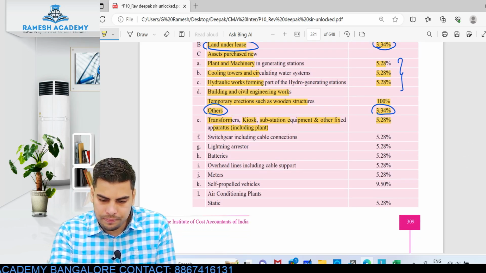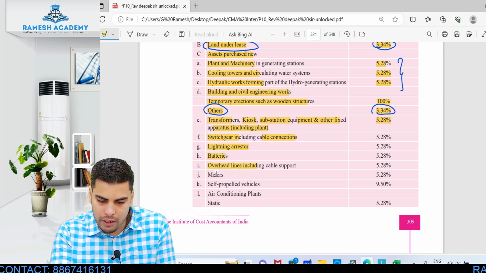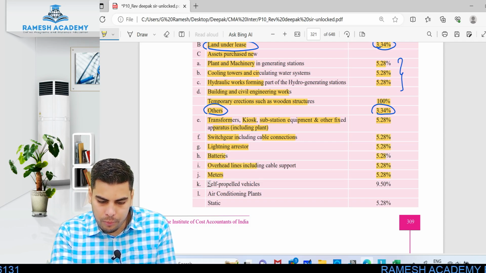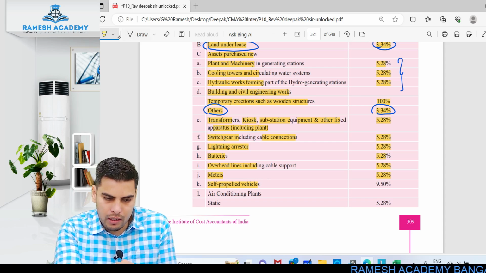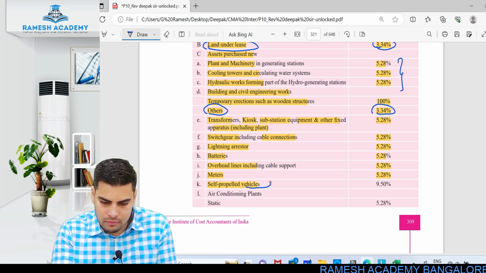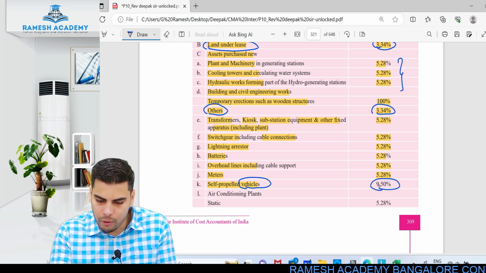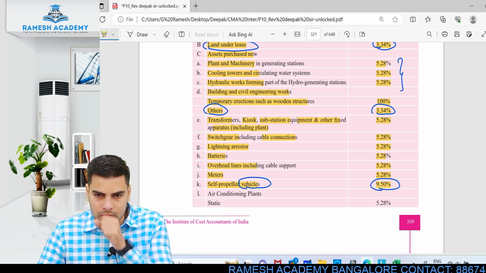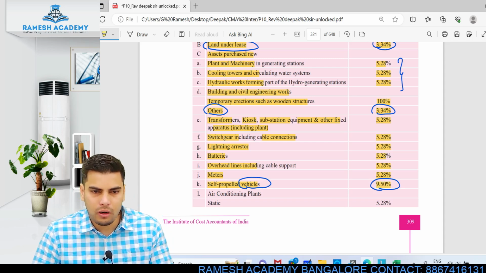Look at this. All the equipment: switch gear including cable connections, lighting accessories, batteries, overhead lines, meters. Everywhere it is 5.28. And then self-propelled vehicles. If it is a vehicle, it would be a little higher, 9.5%. So 9.5% would be the depreciation rate for vehicles.